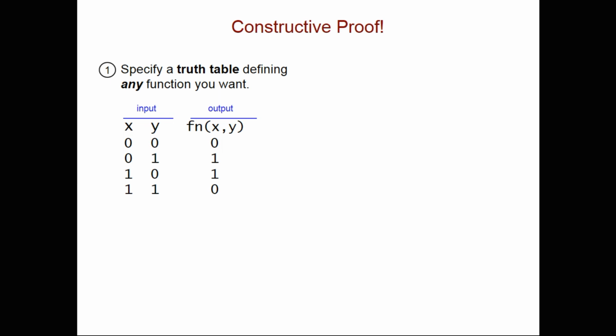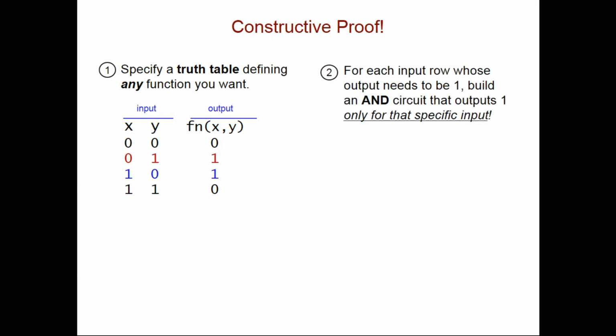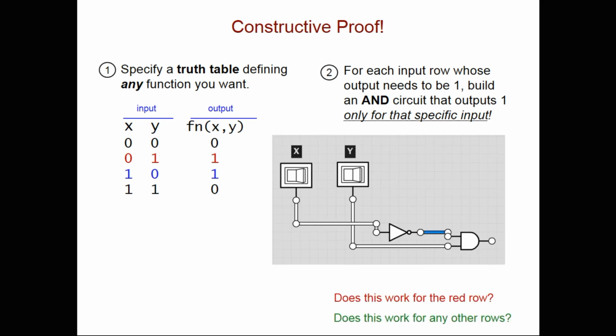Let's consider this truth table. We are saying that this truth table produces 1 as output in two scenarios. The first scenario, x is 0 and y is 1, and the second one, x is 1 and y is 0. For each of the rows that produce the output of 1, we can build an AND circuit that produces the output 1 and works only for a specific input.